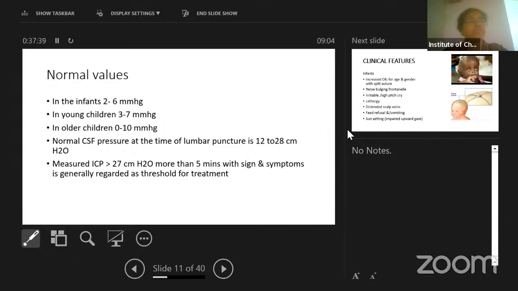Cerebral perfusion pressure is mean arterial pressure minus ICP. Mean arterial pressure is diastolic plus 1/3 of the pulse pressure. Another rough one is 1/3 of the age or weight of the child. Check this once, plus 55 or something, there is a formula for arterial pressure, I'll tell you. Okay.